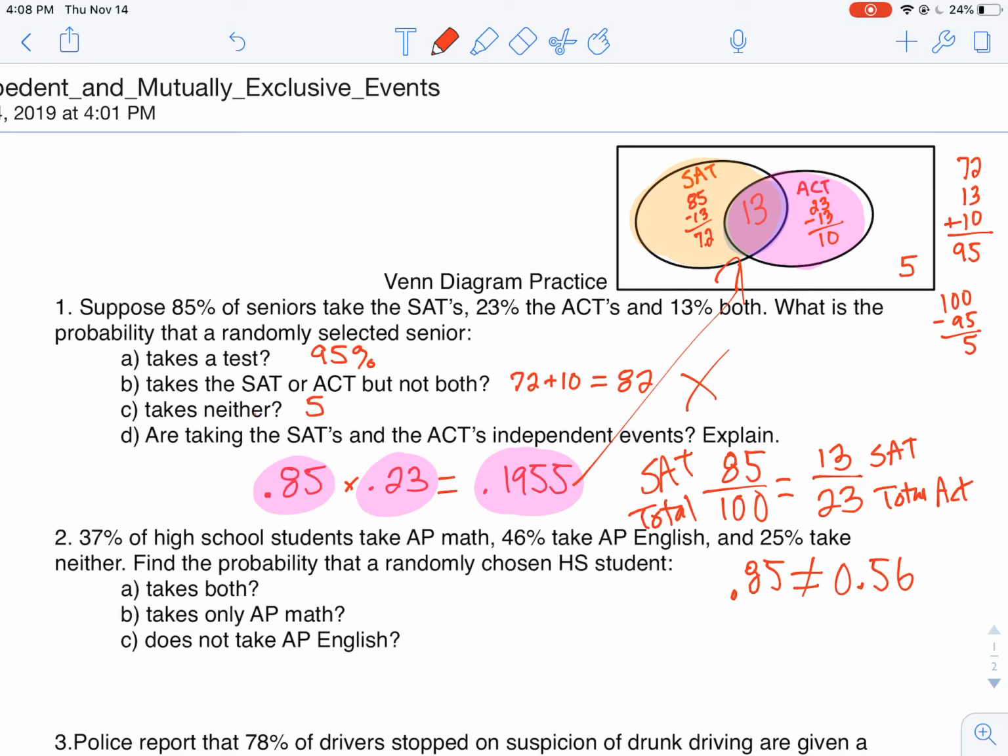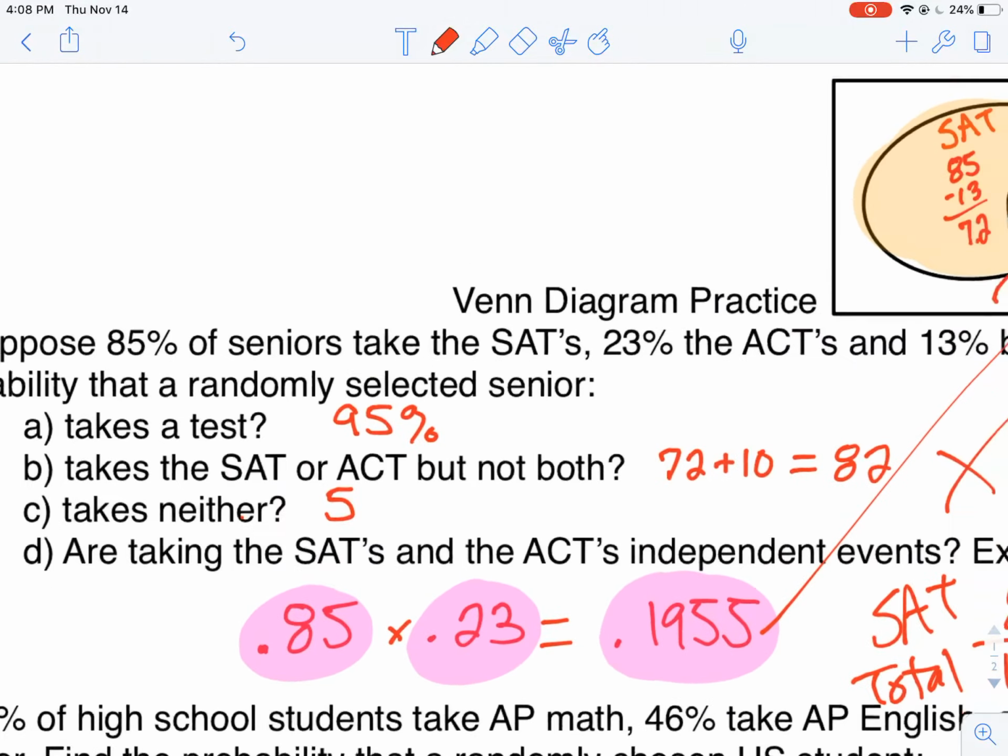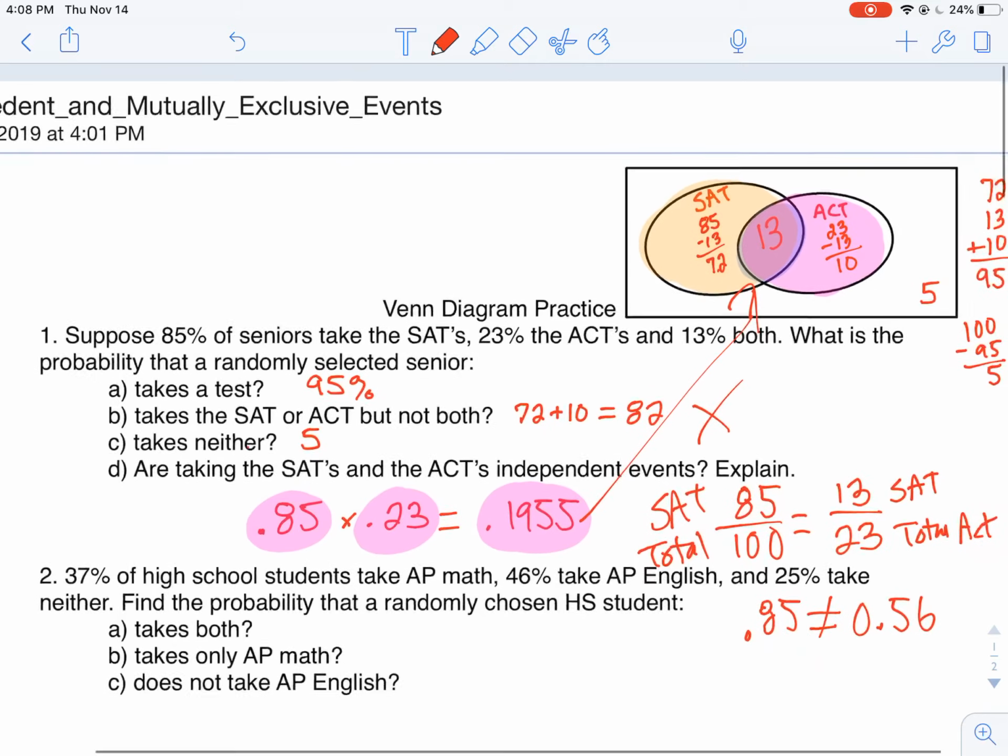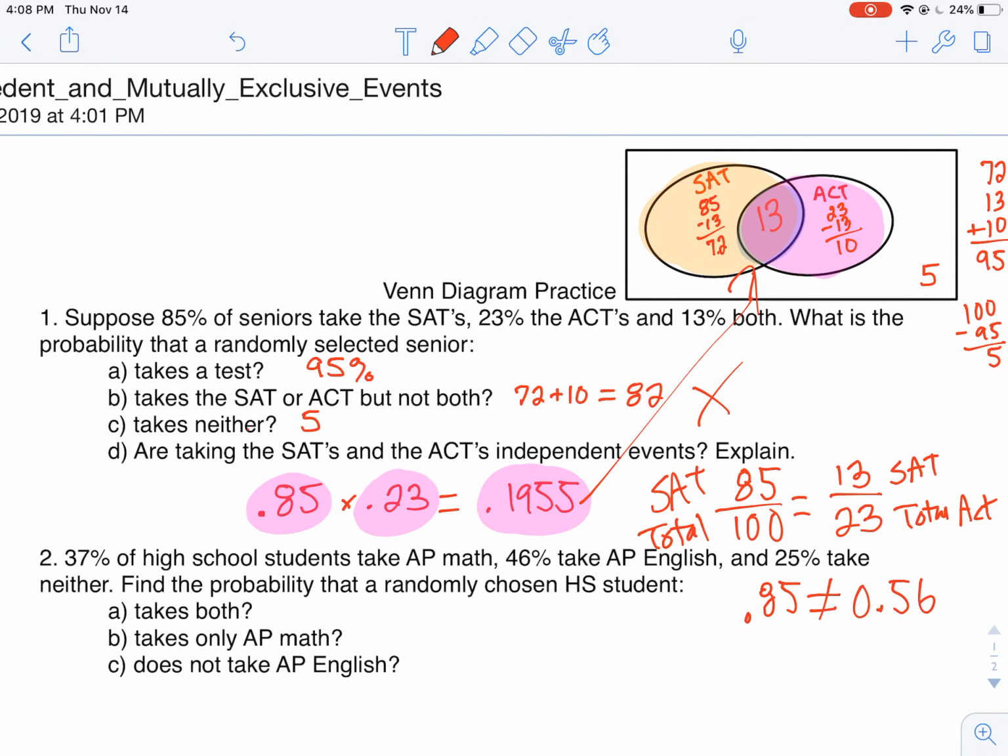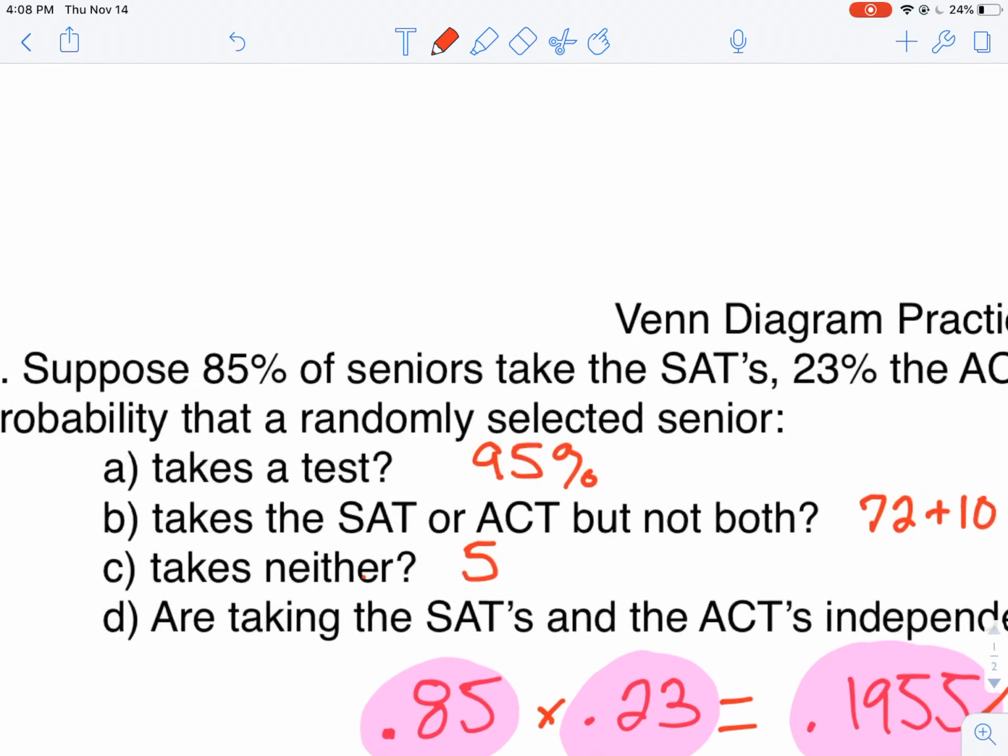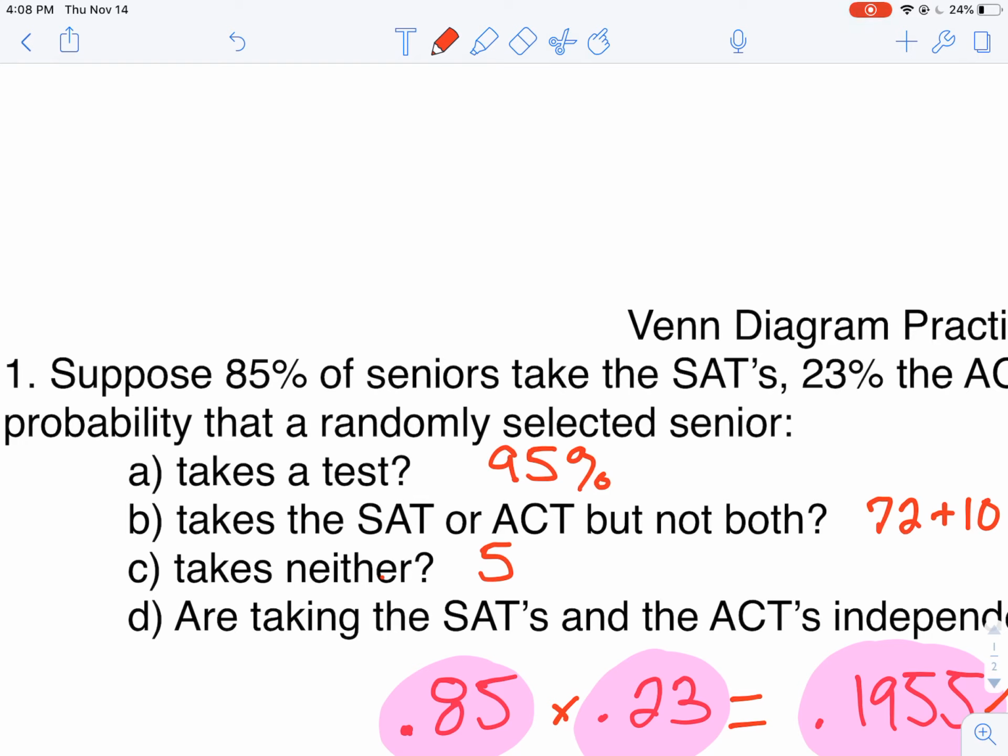I'm going to do number 2 in a separate video, but hopefully this gets you started on how to do these problems. When you add these up, don't be surprised if they equal greater than 100%. That means that something's being included twice, because when they tell you something like 85% of seniors take the SATs, they're not saying they only took the SATs. That could mean that some of these took both. That's really important to note here. Hopefully this helps.